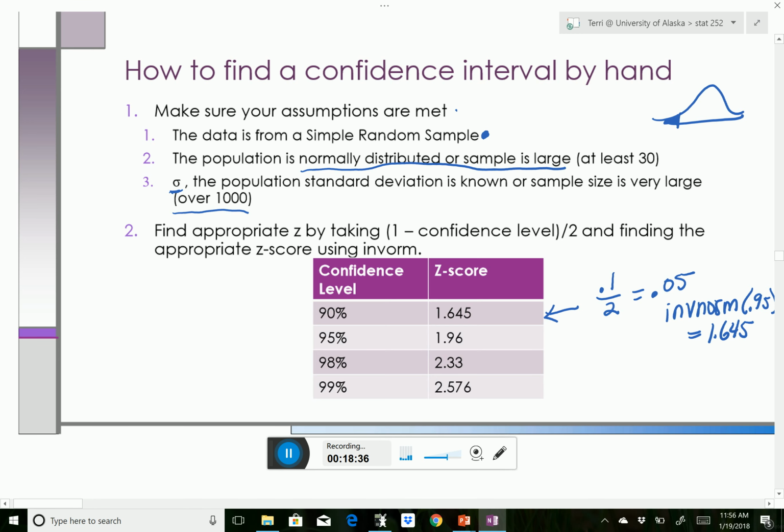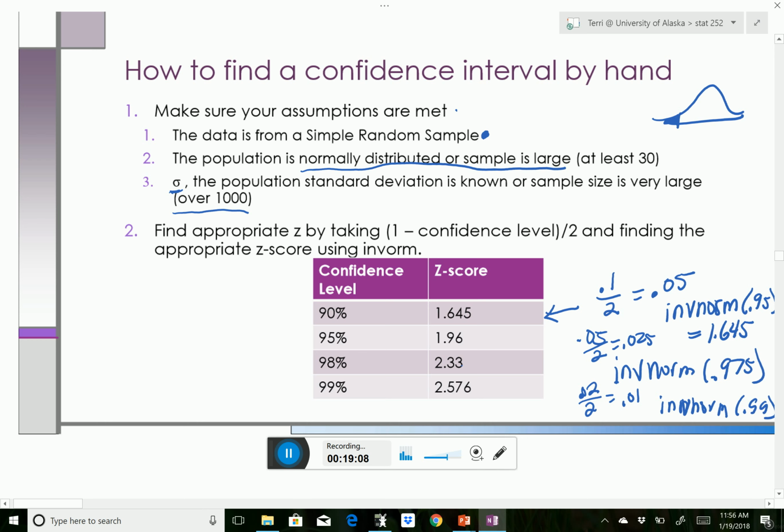And then for 95%, I have to use INV norm. This is 0.05 over 2, which is 0.025. So I have to use INV norm of the opposite of that, which is 0.975. For this one, for 98%, I need to use 0.02 over 2, which is 0.01. So INV norm of 0.99.